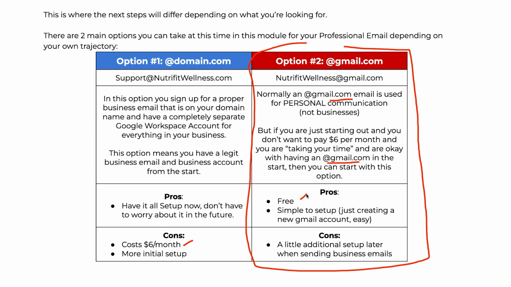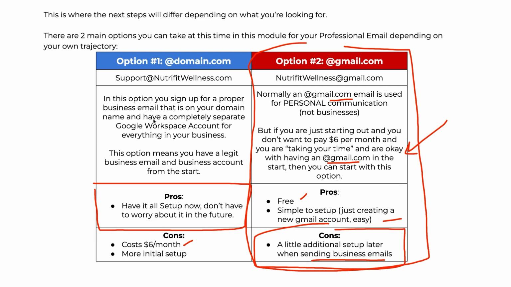It is literally super simple to set up because you just go ahead and create a new Gmail account, super easy to do. But the cons is that later on, when we talk about sending business emails in an upcoming training down the road, okay, when we talk about that, there is going to be some additional setup there, right? So over here, there's additional setup in the beginning, and then in option 2, there's additional setup later on, right? So they kind of cancel each other out, but the only difference is that option 2 is going to be free, and then option 1 is going to have that cost associated with it.